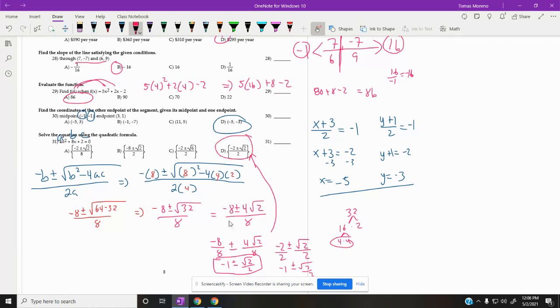I like to do it like this because it helps my students, well, it helps you guys understand the reduction a little bit. Right, so -8 over 8 is -1. 4 over 8 is just half. Okay, so hopefully that helps.